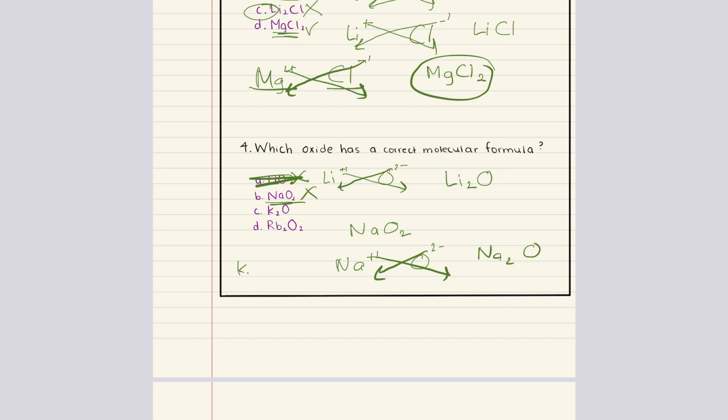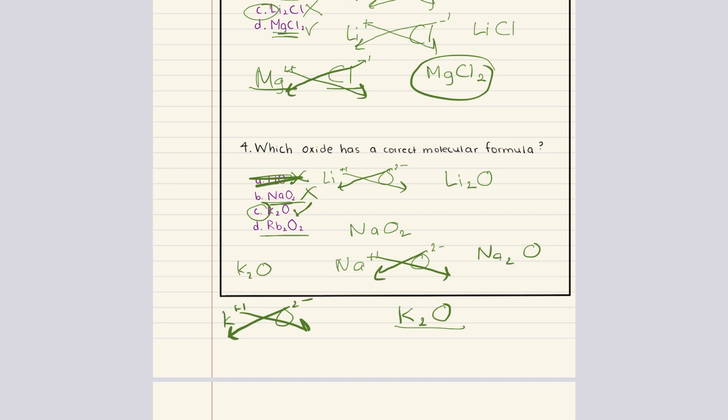We have K2O, potassium oxide. Potassium has a +1 charge. Oxygen has a 2- charge. If we swap these values, we get K2O1. So, to balance the charge, we need 2 potassium ions for every 1 oxide ion, meaning K2O is correct. This is a correct molecular formula. This is the correct answer to this problem.